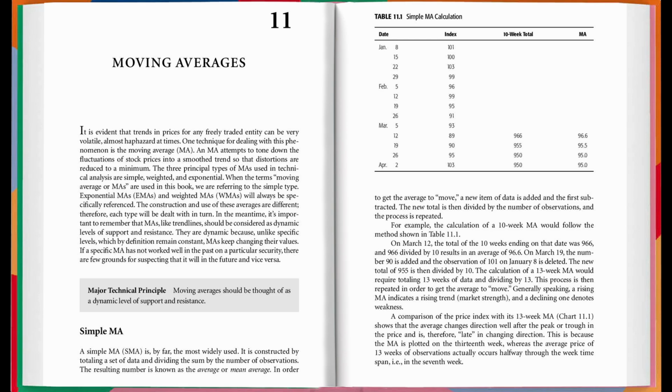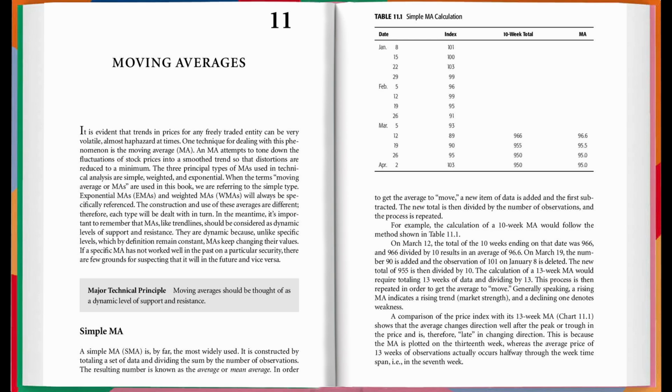When the terms moving average or MAs are used in this book, we are referring to the simple type. Exponential MAs, EMA, and weighted MAs, WMA, will always be specifically referenced. The construction and use of these averages are different. Therefore, each type will be dealt with in turn. In the meantime, it's important to remember that MAs, like trend lines, should be considered as dynamic levels of support and resistance. They are dynamic because, unlike specific levels which by definition remain constant, MAs keep changing their values.